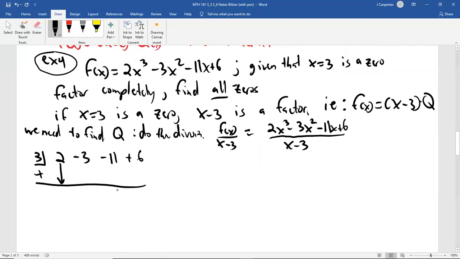Bring the 2 down. 2 times 3 is 6. Remember, it's bring the first down, then multiply and add till the cows come home. Negative 3 plus 6 is positive 3. 3 times 3 is 9. Negative 11 plus 9 is negative 2. Negative 2 times 3 is negative 6. I don't know why I wrote that plus sign there. This was not really necessary. And then 6 minus 6 is 0. It wasn't wrong, though.